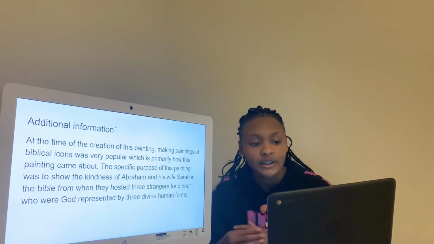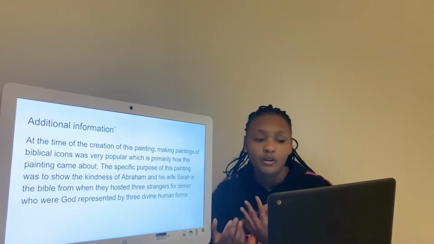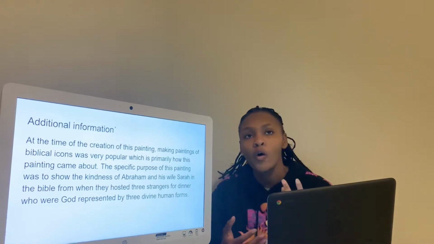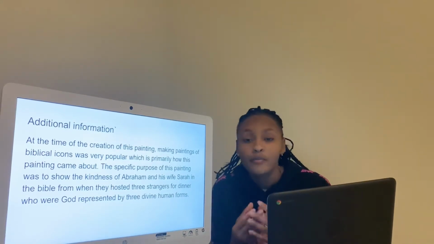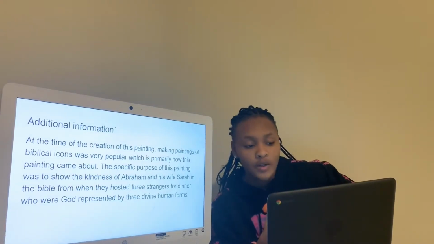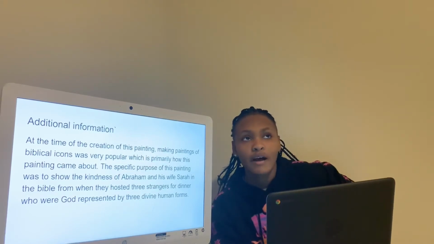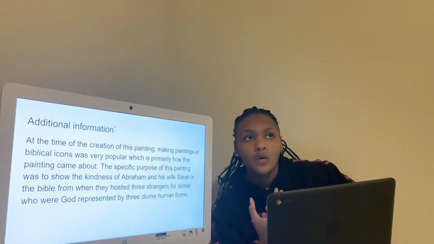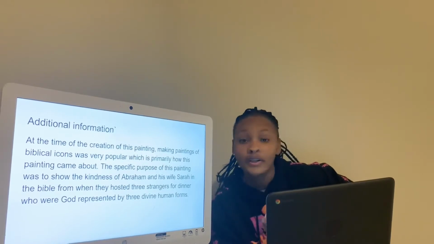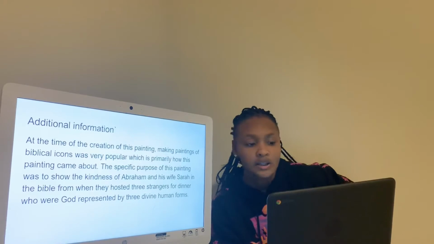At the time of the creation of this painting, making paintings of biblical icons was very popular, which is primarily how this painting came about. Other painters were making paintings of biblical icons, which is also within the book. So when he was commissioned to make this painting, not only did he already have the idea of doing an icon, but when he was reading the Hebrew Bible, it kind of hit him like, okay, these are some really ironically iconic people. So, like, what they did was great. So a picture of that would honestly be amazing.